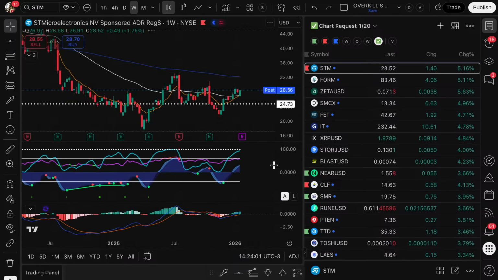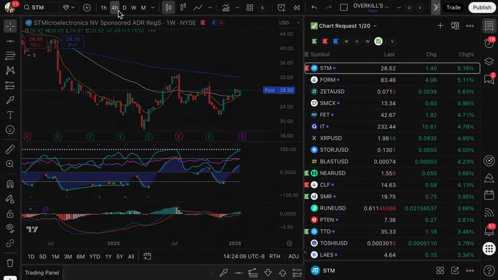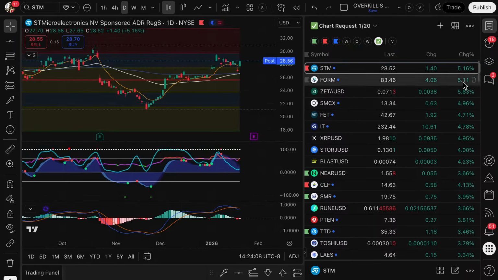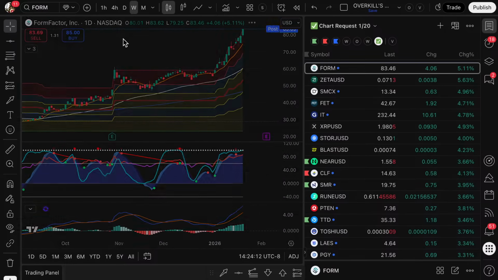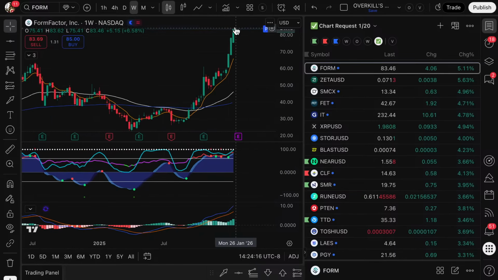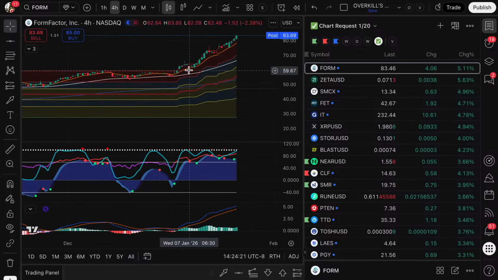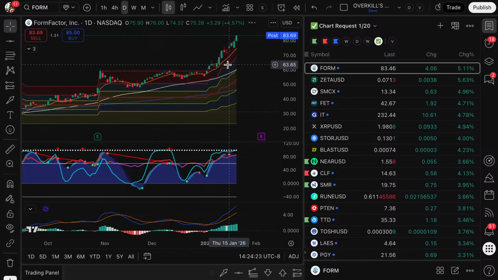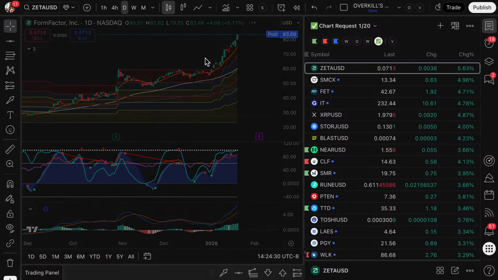STM. Again, time to buy was down here at 23. We missed the boat. You could be looking for 4-hour pullbacks or daily pullbacks on that one. Form, ripping. Okay, so we're looking for reasons to take profit. I'd sell this one right now. I would take my money and go find another trade. I mean, it's on a parabolic move. If you want to keep chasing it, go ahead. But that is getting very far off those moving averages. I would sell that one.